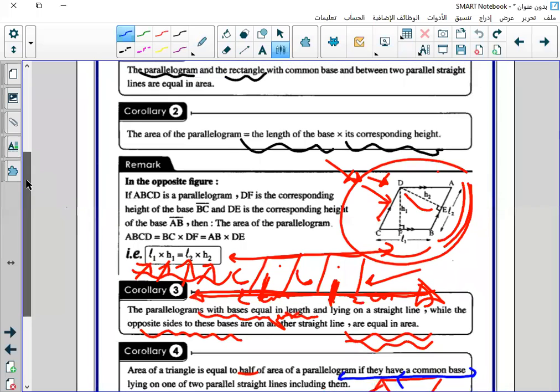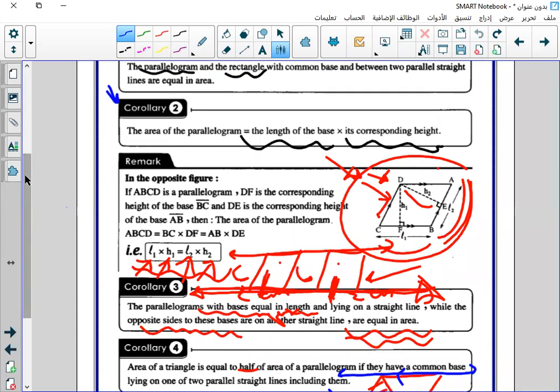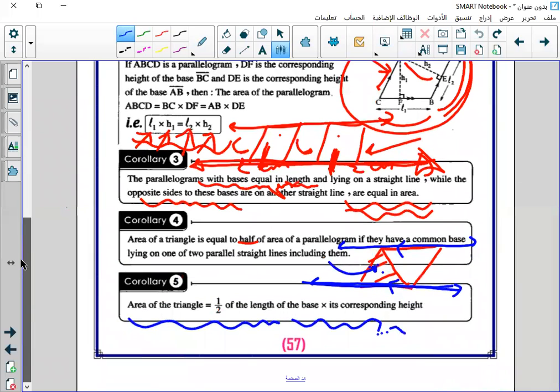Notice the difference between corollary number 2 and corollary number 5. In corollary number 2, the area of the parallelogram equals not half, but the length of the base times the corresponding height. But in corollary number 5, the area of the triangle equals half, because the area of the triangle equals half the area of what? Of the parallelogram, okay?